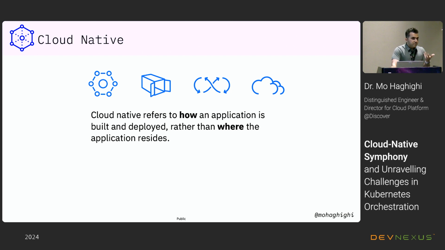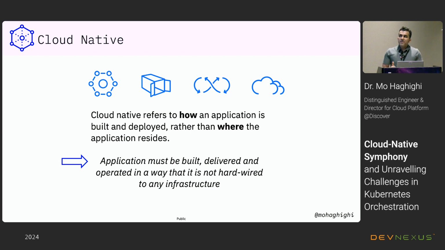So cloud native is about how an application is built rather than where the application resides. When you design a cloud native application, you always focus on the application rather than where it's going to reside. So in simple terms, applications must be built, delivered, and operated in a way that they are not hardwired to any infrastructure. This way, your application becomes cloud native. The process that I described to you, packaging all the dependencies and libraries into containers, gives you that ability. But then obviously, the bigger question is how can you orchestrate all those microservices?